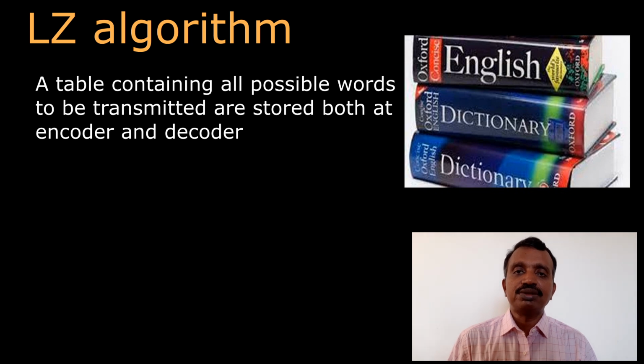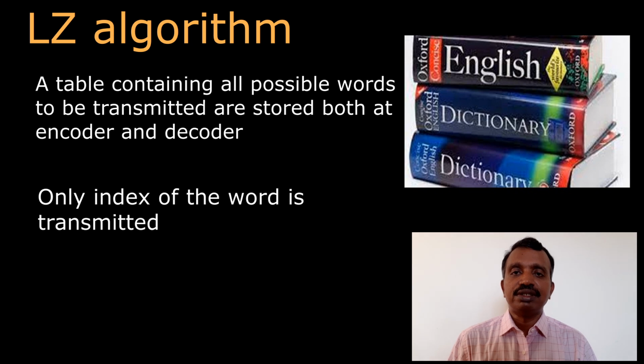When the encoder wants to transmit a word, then the word is searched in the dictionary and only that particular index will be transmitted. Then at the receiver side, the decoder receives the index and then that index is compared in the table or dictionary. Then the corresponding word is decoded. So this LZ technique uses a dictionary-based approach. So only the index of the word is transmitted.